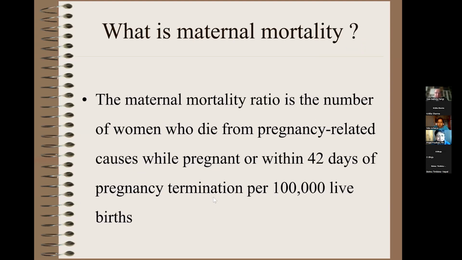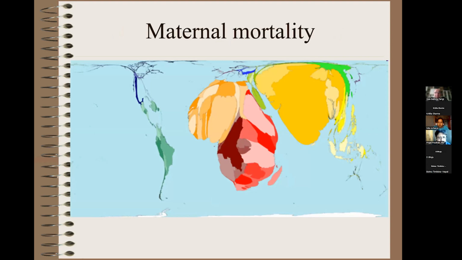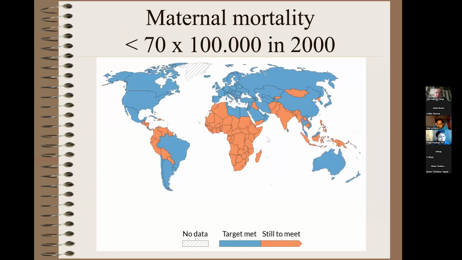How is the situation really? This is unfortunately the situation. As you see, Europe, America, Australia and Japan disappear, because we don't have maternal mortality there. Unfortunately, Africa, as usual, explodes, but also Pakistan and Bangladesh, and Nepal is rather high.